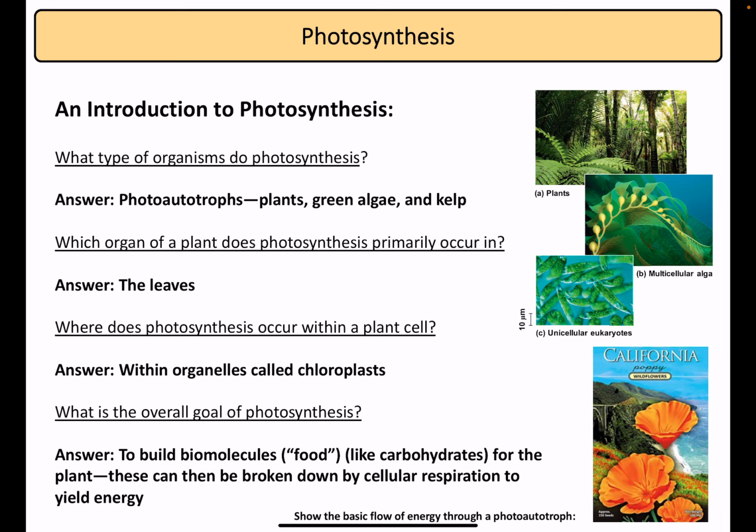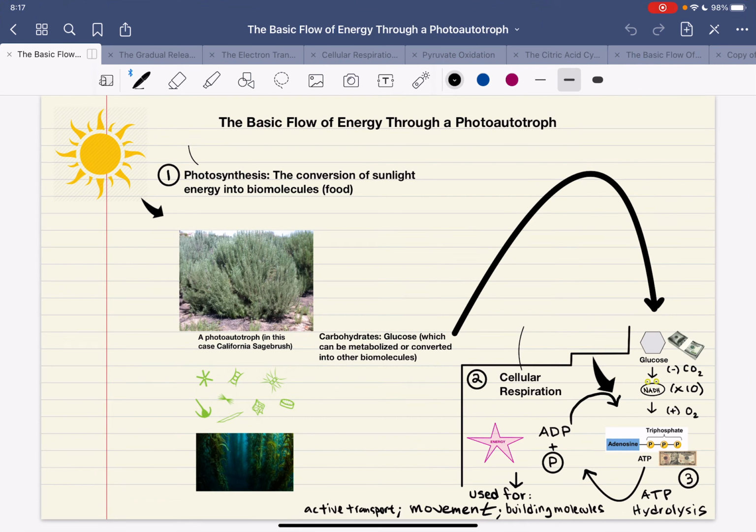So we're going to take a moment here to go through a diagram. And we've done a diagram very similar to this. The one that we did previously was called the basic flow of energy through a heterotroph. This diagram is very similar, except that it is the basic flow of energy through a photoautotroph.